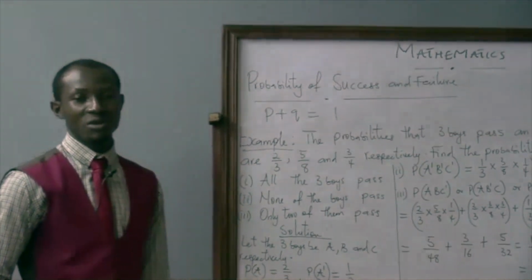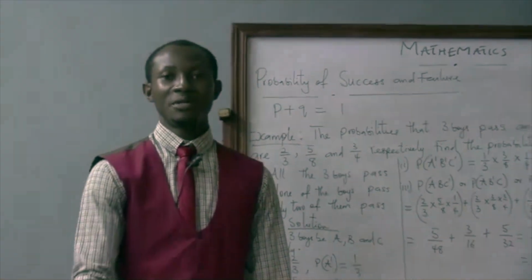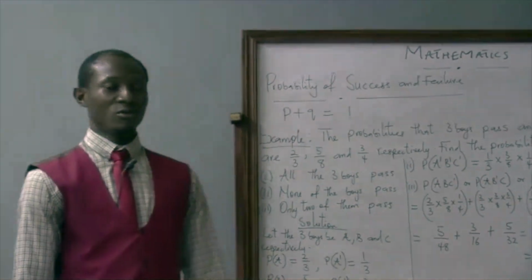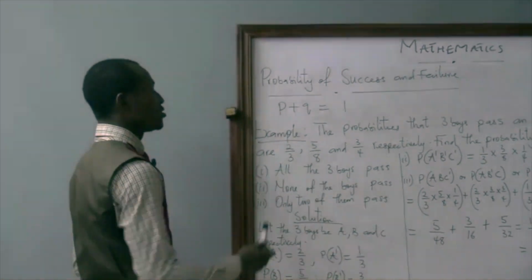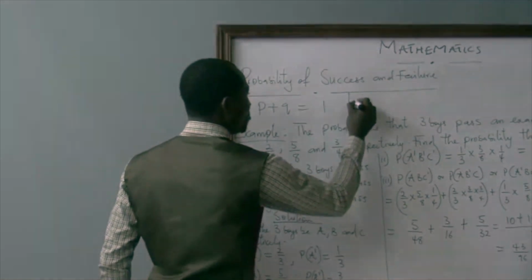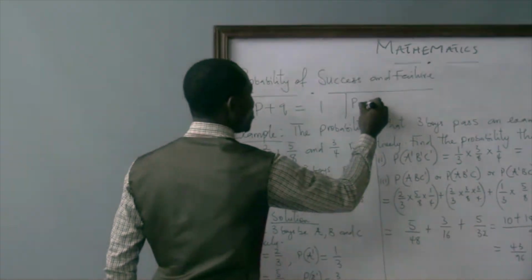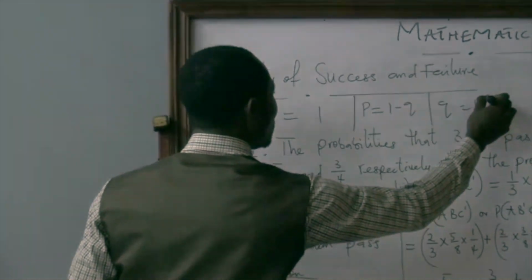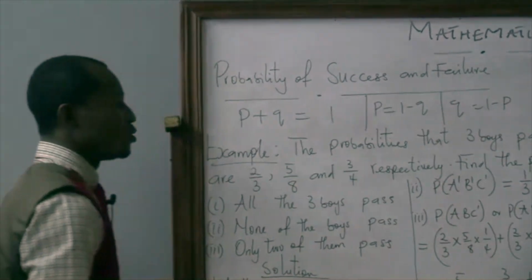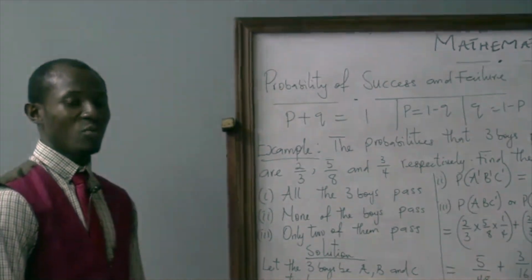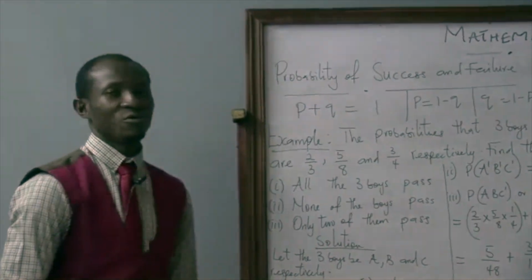So what does the success mean? If I'm interested in an event happening, that is the success. If it does not happen, that is the failure. Such that if we now want to get our P, it gives us 1 minus Q. P is going to be 1 minus Q, and also Q is 1 minus P. So we need to look at questions where this is really applicable. That is, when we see a question, how do we even use this information?